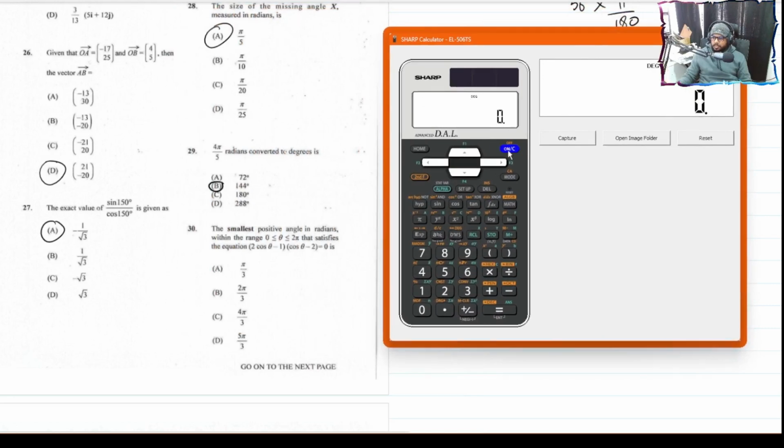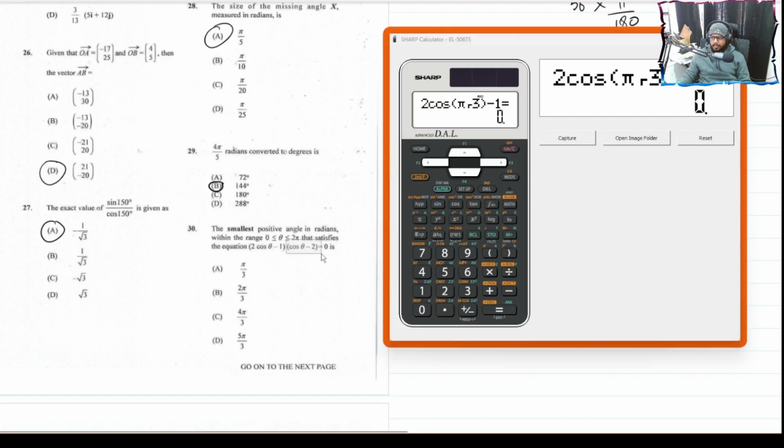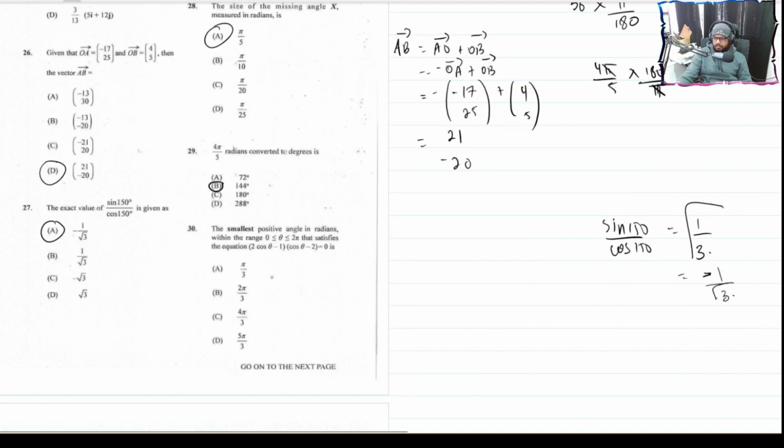So I'm going to change my calculator into radians. 2 cosine of pi on 3 minus 1 is 0. So this first thing is 0. 0 multiplied by anything will give me 0. So A is a valid answer. A is going to work.